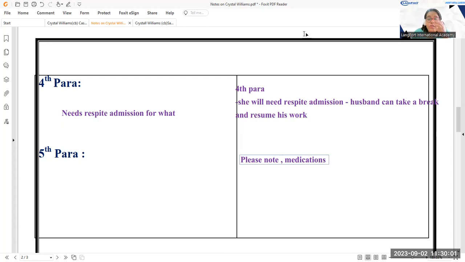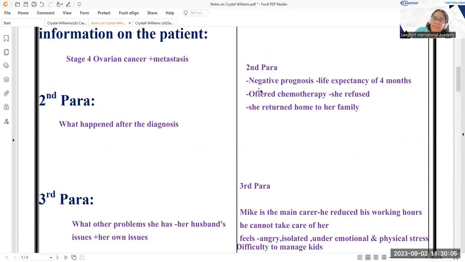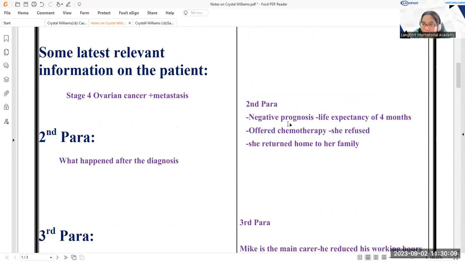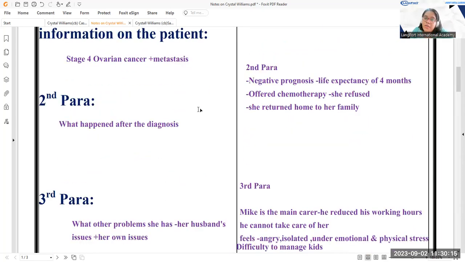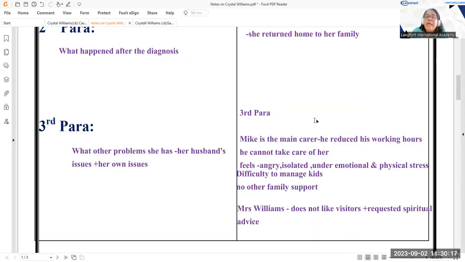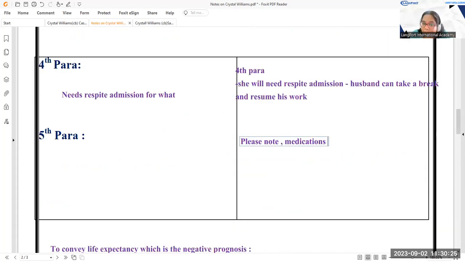It won't logically blend. So don't be in a rush to mention it here, thinking these are the past events, these are the current events. No, that's not how we have organized. We have organized based on the logic. Introductory paragraph, you mentioned the diagnosis. Second paragraph, you focused on the problems after the diagnosis. Then you mentioned the current problems. Medication is not a problem. It's an additional piece of information. So you can mention it before you end the letter using please note. That would be better.